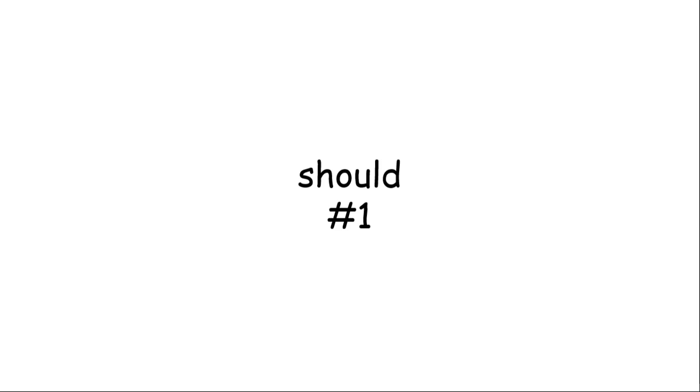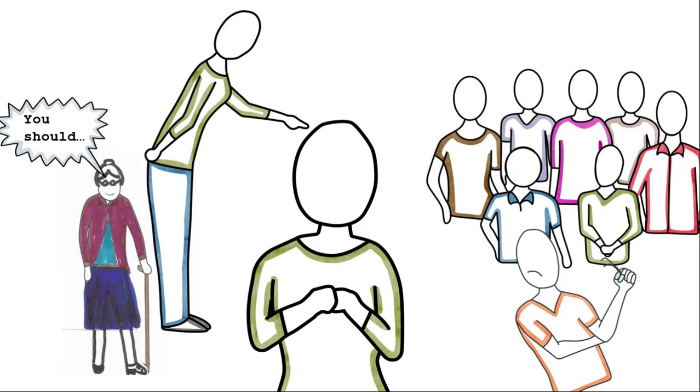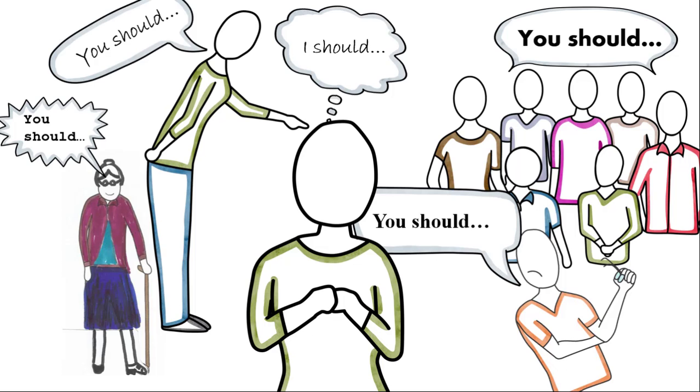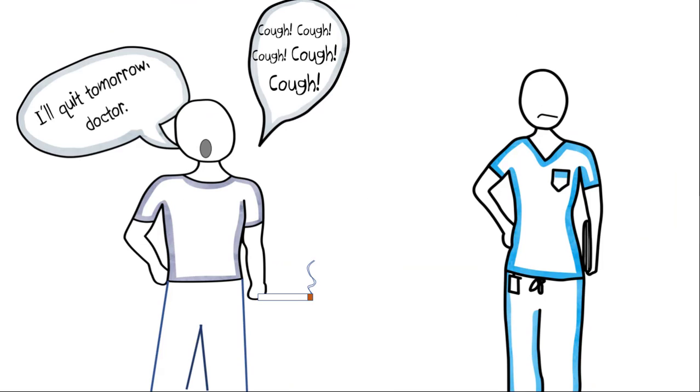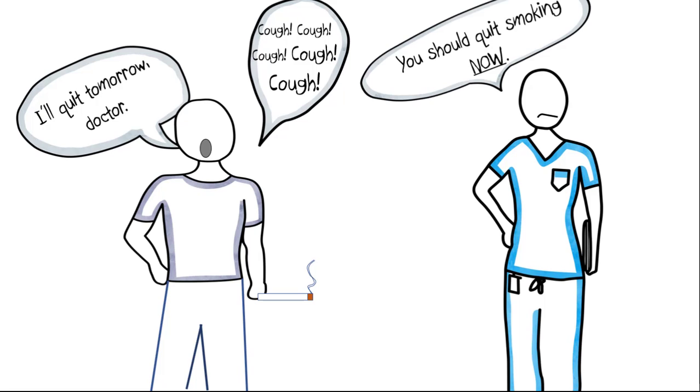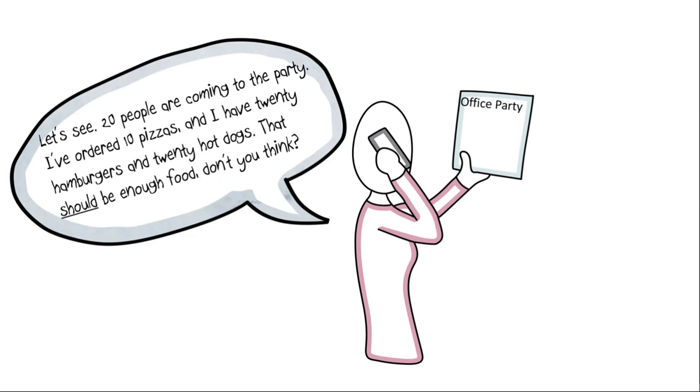Should is used to give advice, especially your opinion or society's opinion of what is right. John said, I'll quit tomorrow, doctor. The doctor told John, you should quit smoking now. Should is also used for the possibility or probability of something. 20 people are coming to the party. I've ordered 10 pizzas and I have 20 hamburgers and 20 hot dogs. That should be enough.